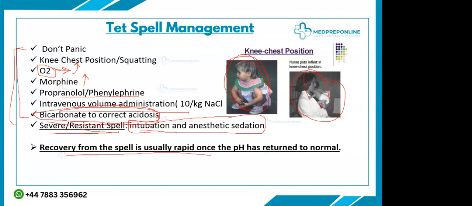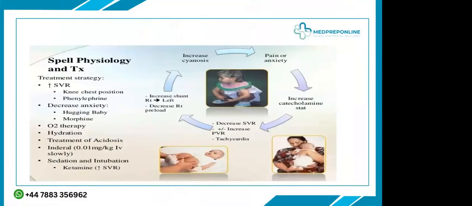Recovery from the spell is usually rapid once the pH has returned to normal. The pH will return to normal when you correct the acidosis, along with providing pulmonary blood flow to reduce the cyanosis and increase the partial pressure of oxygen. So this is how the knee-chest position, squatting, and the beta blocker propranolol, that is Inderal, which we give to the TOF patients, is going to work.